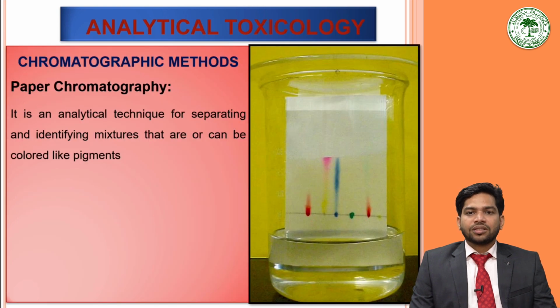Then another technique is paper chromatography. Paper chromatography is an analytical technique for separating and identifying mixtures that are or can be colored, like pigments. It has been largely replaced by thin layer chromatography and is currently used mainly as a powerful teaching tool. Two-way paper chromatography, also called two-dimensional chromatography, involves using two solvents and rotating the paper 90 degrees in between. This is useful for separating complex mixtures of similar compounds, like amino acids.